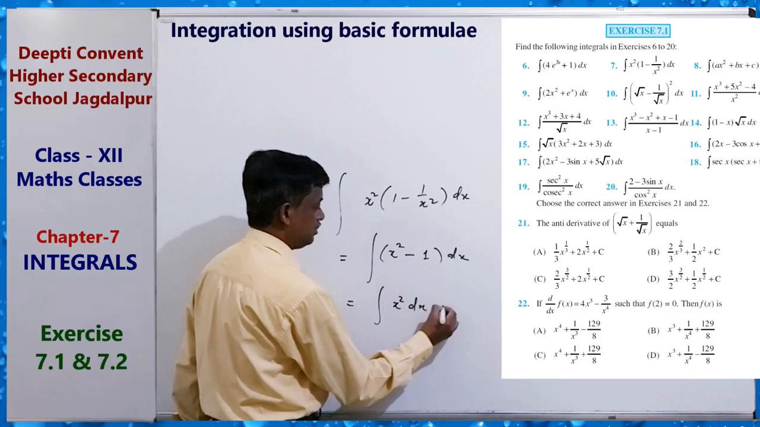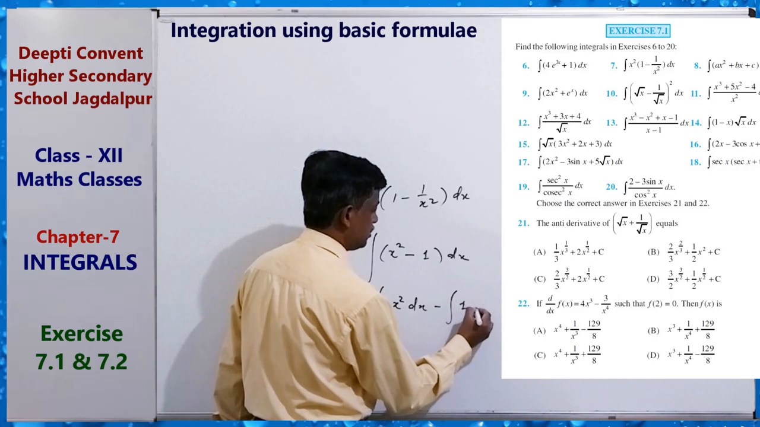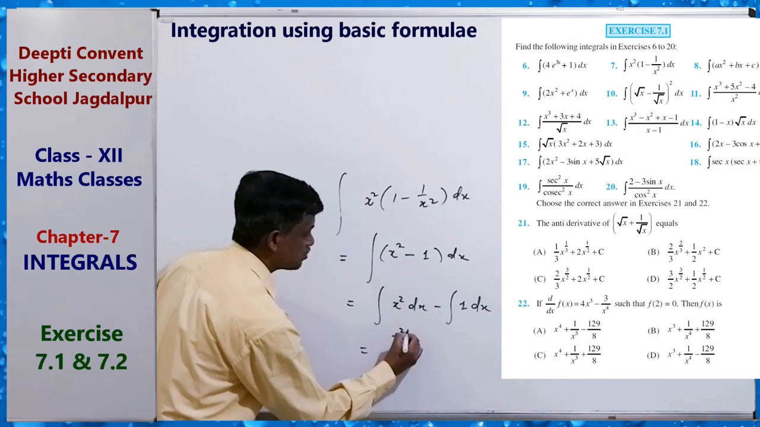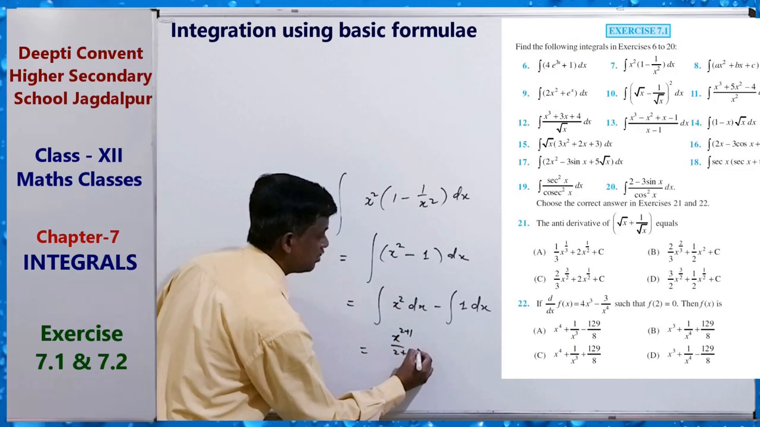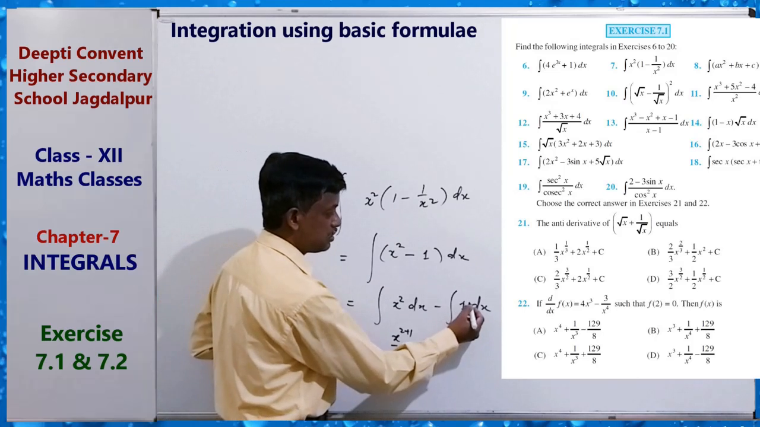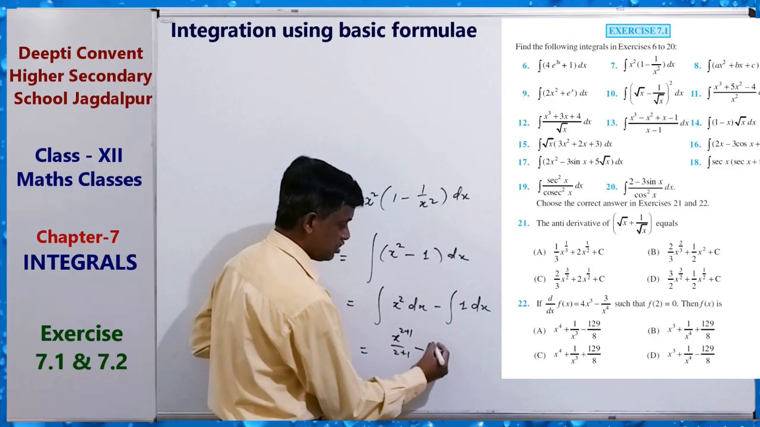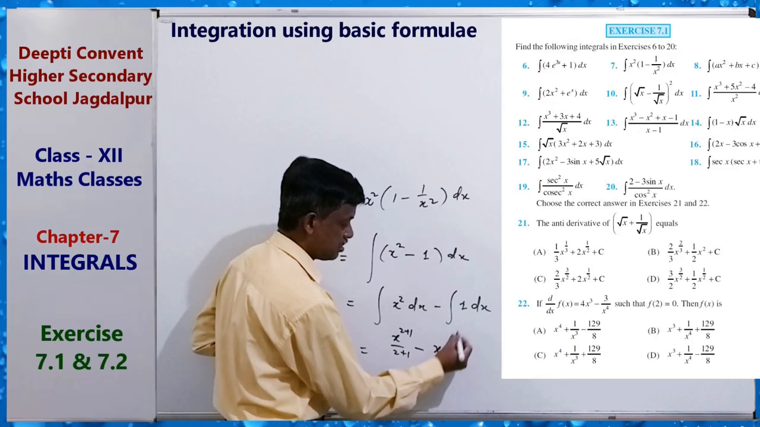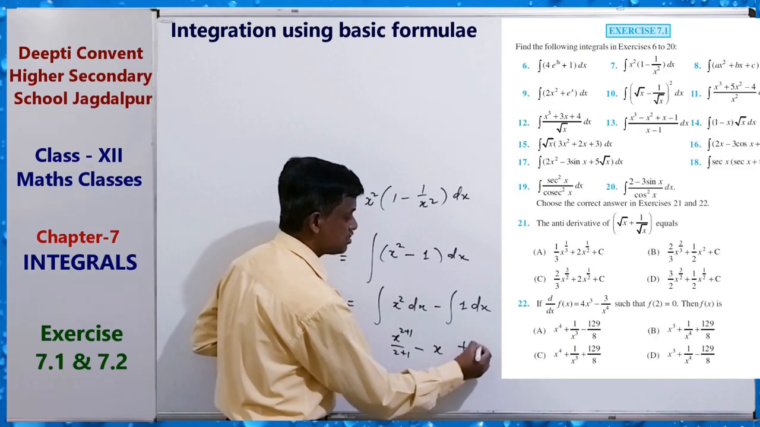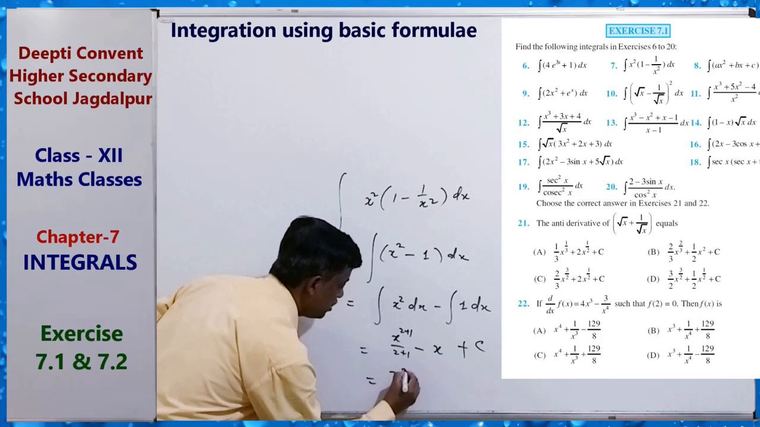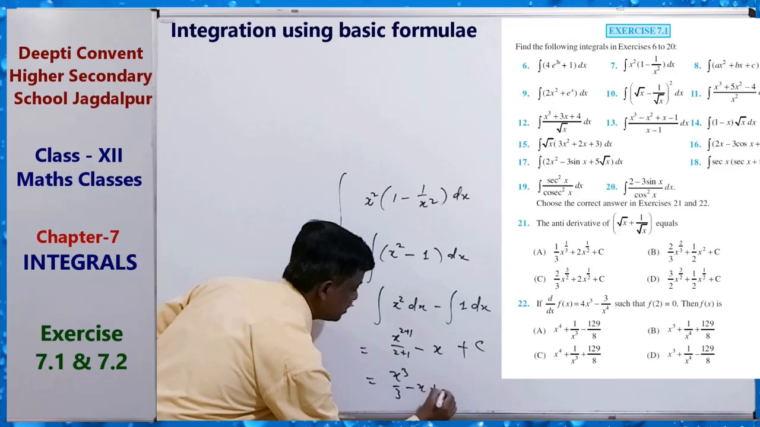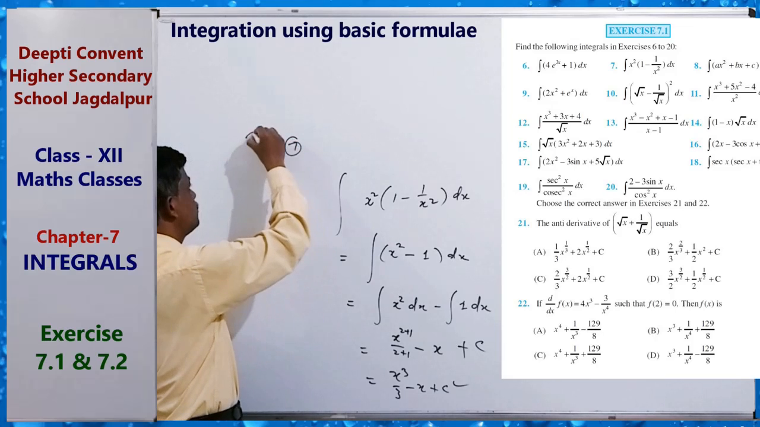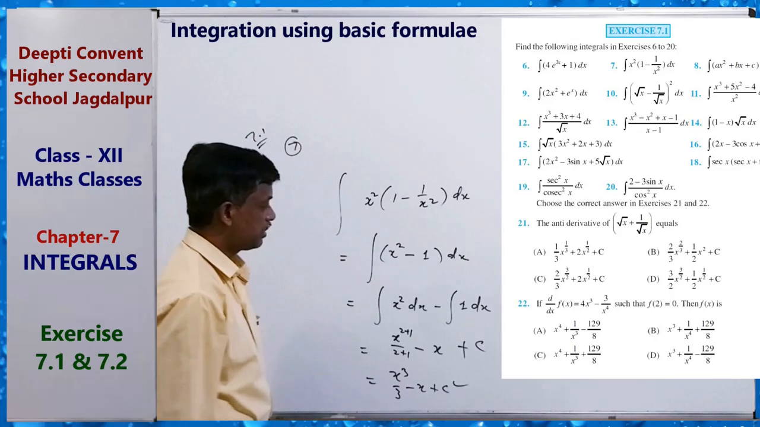We can write it like this: integration of x to the power 2, that is x to the power 2 plus 1 upon 2 plus 1, minus integration of 1, that is x to the power 0, which gives x to the power 0 plus 1, means x upon 1, plus c. So x to the power 3 upon 3 minus x plus c. This is the value of the integral. Question 7 of 7.1.